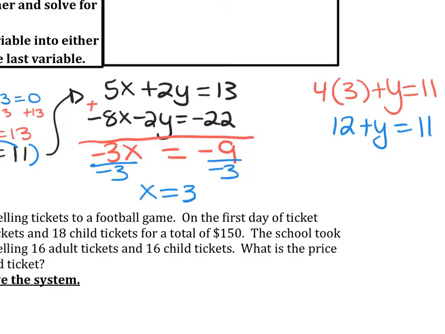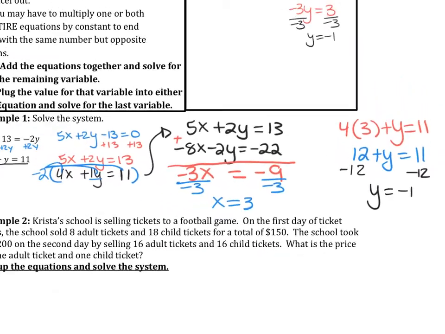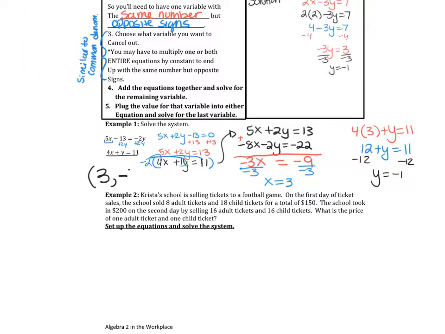Then we minus 12 from both sides. 11 minus 12 is negative 1, which is our y value. So this would be our solution, the point 3, negative 1.